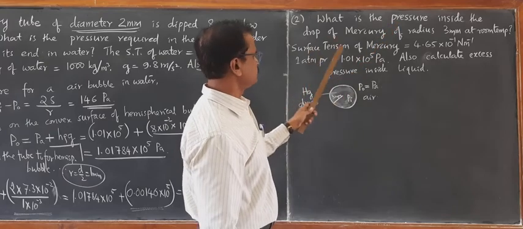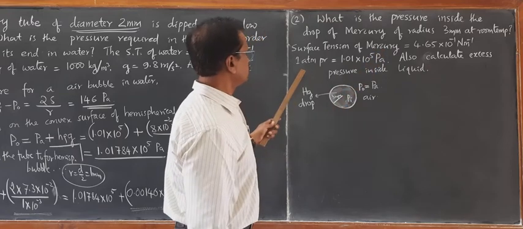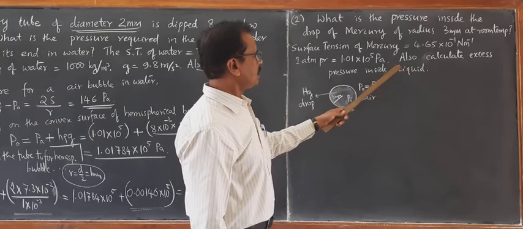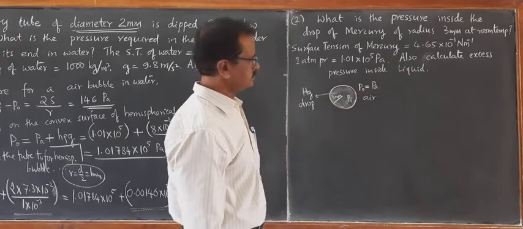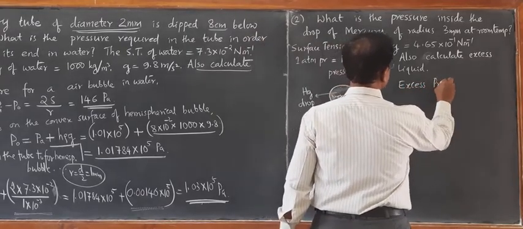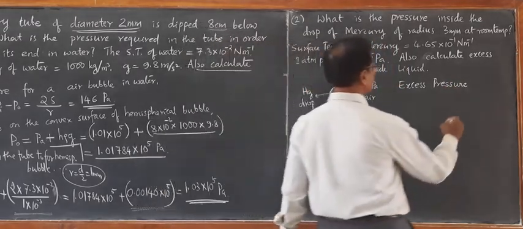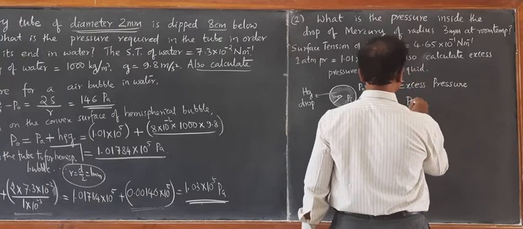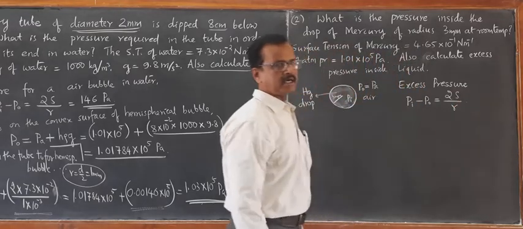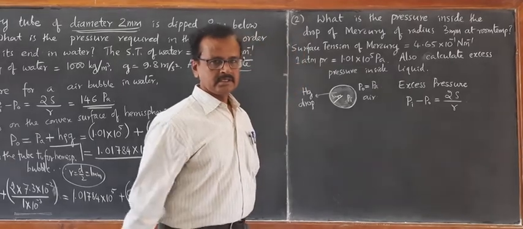Surface tension of mercury at room temperature is given 4.657 into 10 raised to minus 1, and the atmospheric pressure is 1.01 into 10 raised to 5 pascals. Also calculate the excess pressure inside the liquid. Excess pressure for a liquid drop is given by Pi minus P naught is equal to 2S upon R. Same standard equation. So if you directly calculate 2S upon R, that gives us excess pressure.